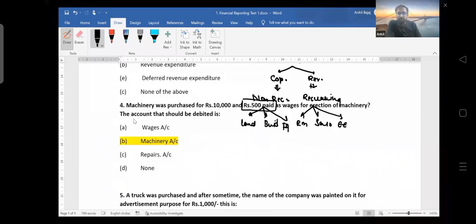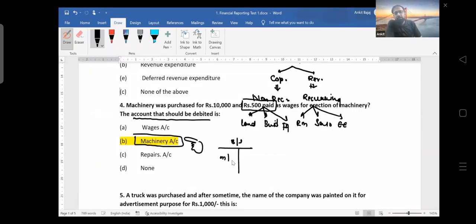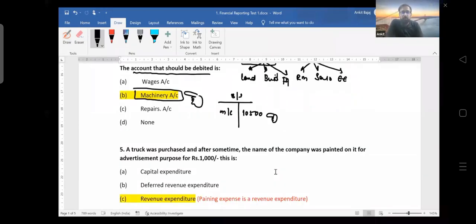So here, what this question is saying is that the account should be debited. So obviously the machine account should be debited, right? So you are capitalizing this 500 rupees cost. When you prepare the balance sheet, you will record the machinery at 10,500 rupees, right? This is what capitalization of machinery is. Now jump to the fifth question.